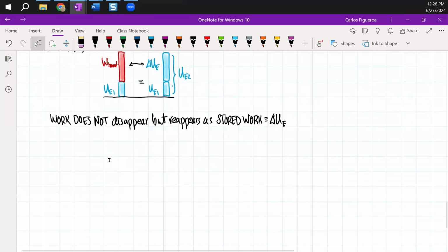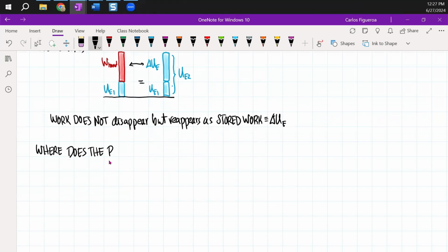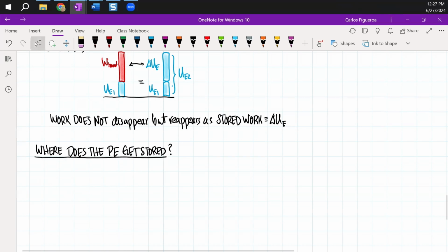So then the question is, where does the potential energy get stored? Right? If it's stored, it's got to be somewhere. Well, you may have guessed it, it gets stored in the field. So let's talk about the spring and then let's go to the electrical one.